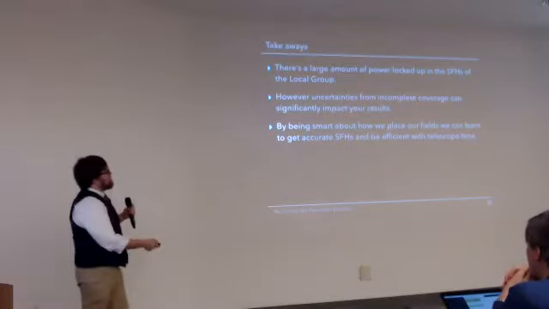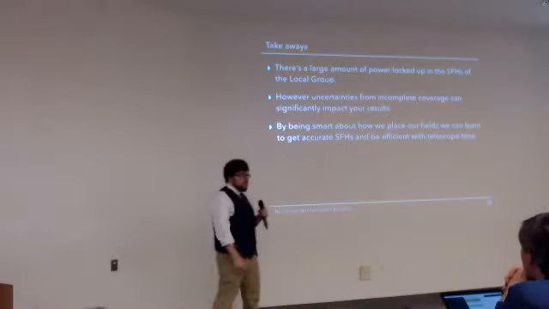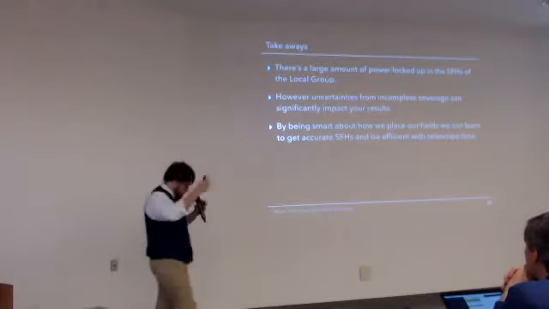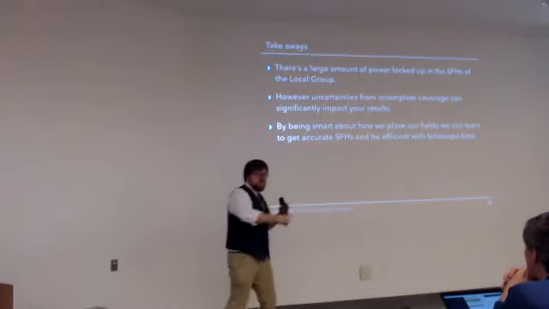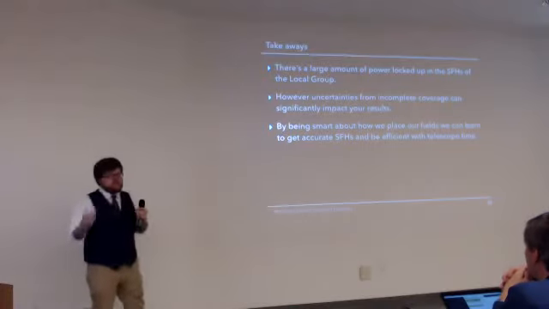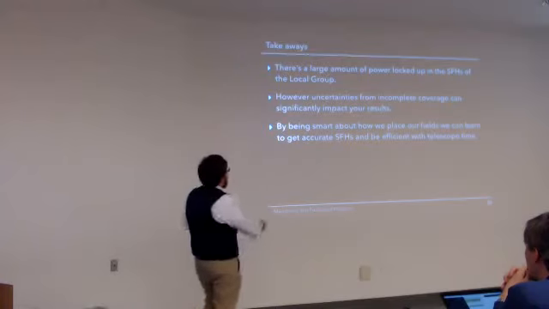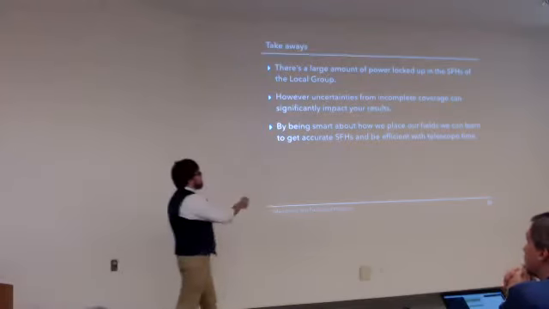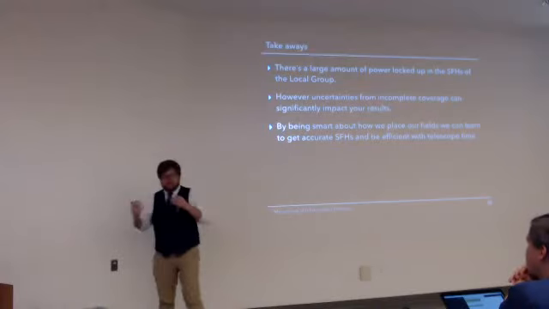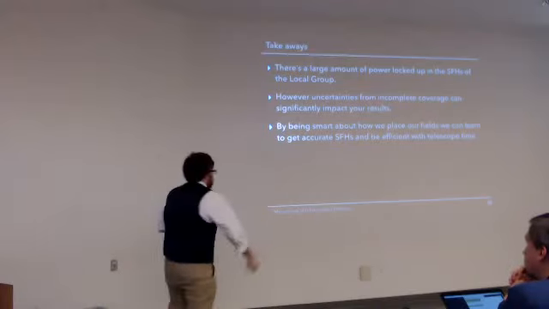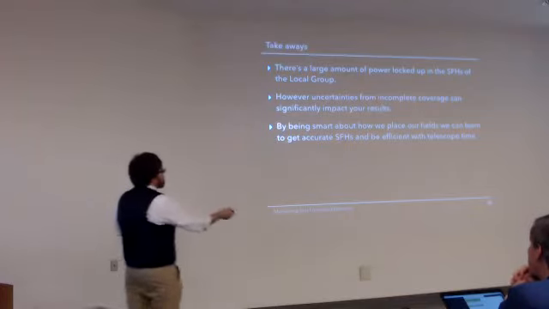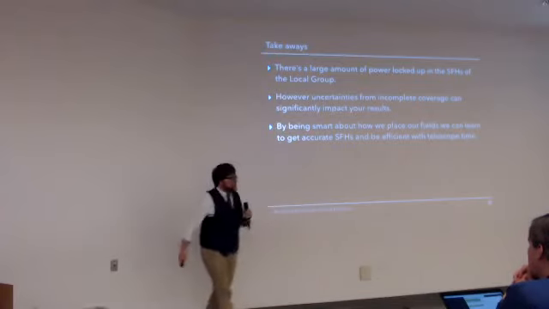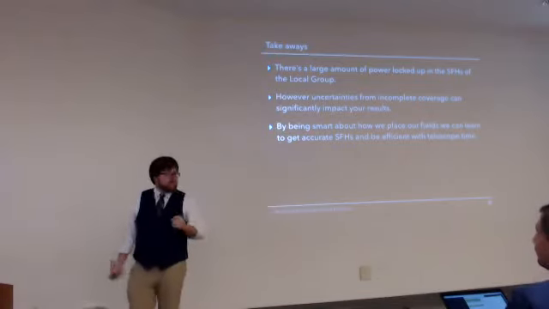I think that there's a large amount of power locked up in the star formation histories of the local group, if you just care about quenching, or if you care about investigating the fossil record, seeing what we can learn about the high redshift universe from nearby galaxies. However, uncertainties from incomplete coverage can significantly impact your results, especially if you don't know how to account for them, if you're just kind of randomly putting your fields. But I think by being smart about how we place these fields, we can get accurate star formation histories, and we can be efficient with telescope time. That's it. Thank you very much.